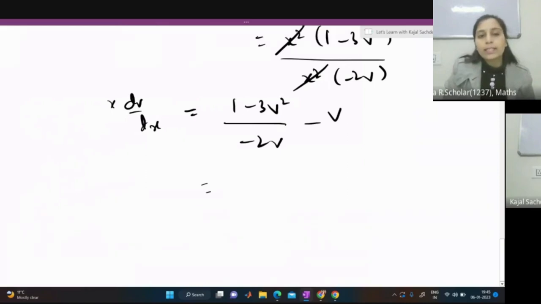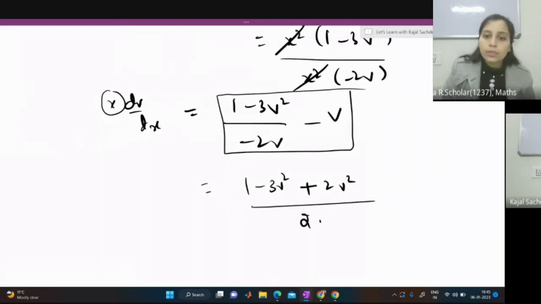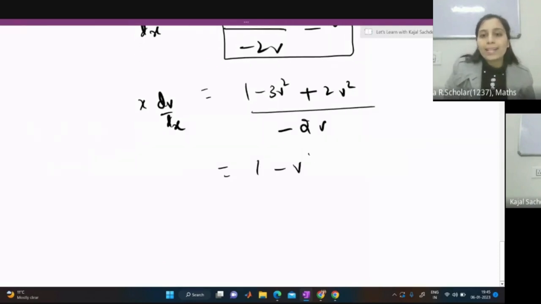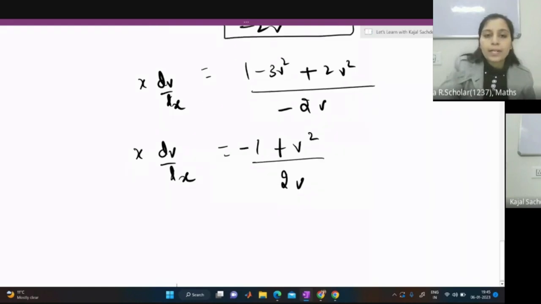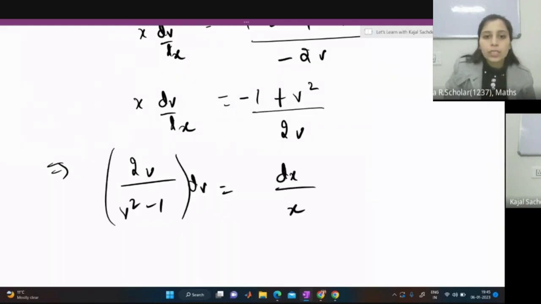We can see from here that this is a separable equation. The function of x will be separated and the v is also separated. So this is a separable kind of equation. So solving further, plus 2v square upon minus 2v, and here x dv upon dx. So we get 1 minus v square upon 2v with negative sign. So we can shift it here, and x dv upon dx. Now we can separate it, taking v to the left hand side and the part of x to the right hand side.